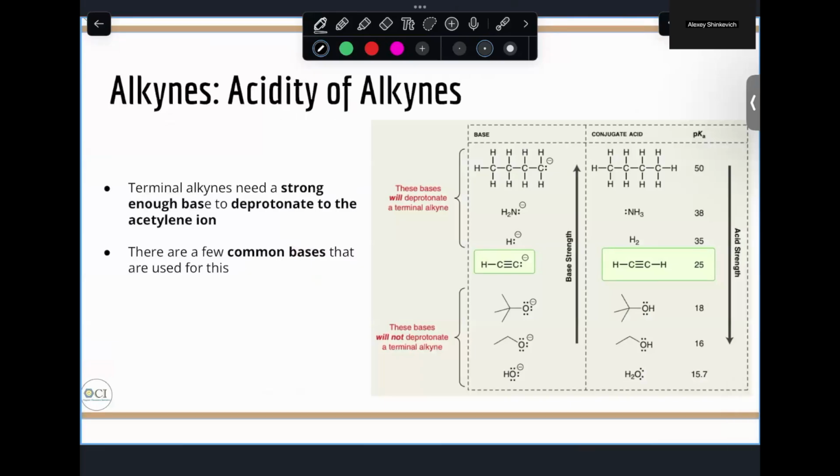Acidity of alkynes. Terminal alkynes need a very strong base. That's what we're using our H2N as, very strong. And there's not a lot of bases you can use for this. You'll pretty much only see H2N.